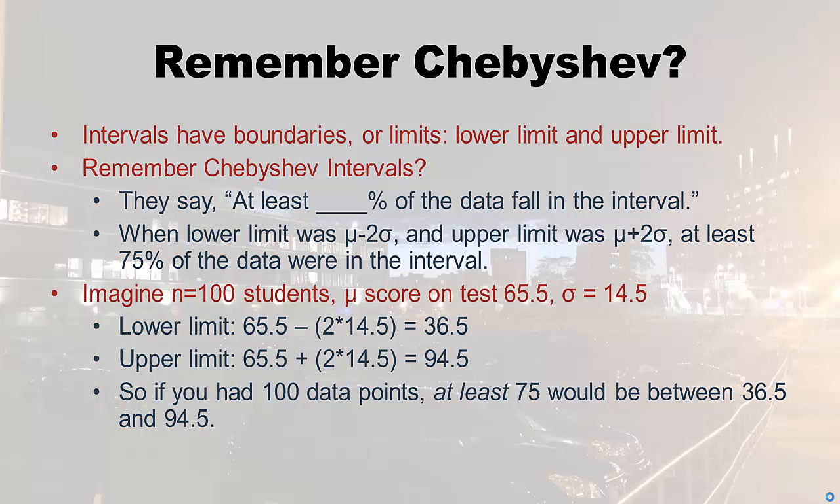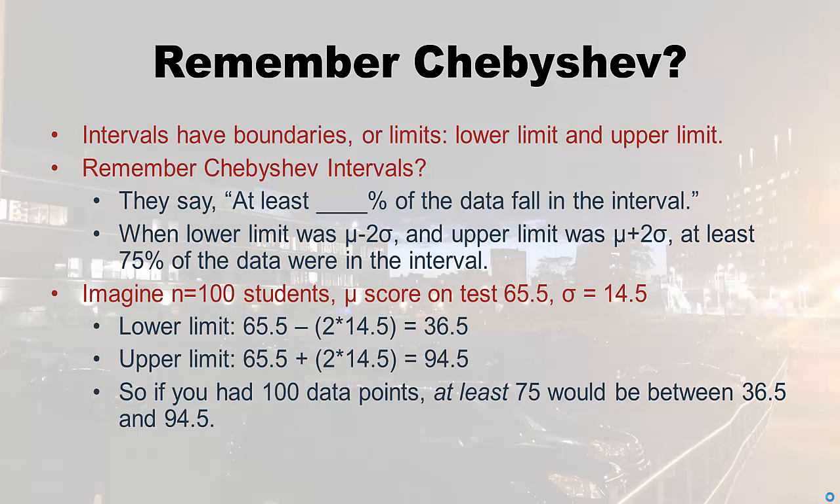That's a pretty good grade, right? So if you had 100 data points or 100 students, at least 75 would have scored between 36.5 and 94.5. So you're probably already realizing, okay, that doesn't really help Monika, who scored 73, and this is a really wide range. We say at least 75% of people scored there. You could have probably guessed that without even knowing about Chebyshev intervals, right? So it didn't really help me narrow down how well this class is doing.